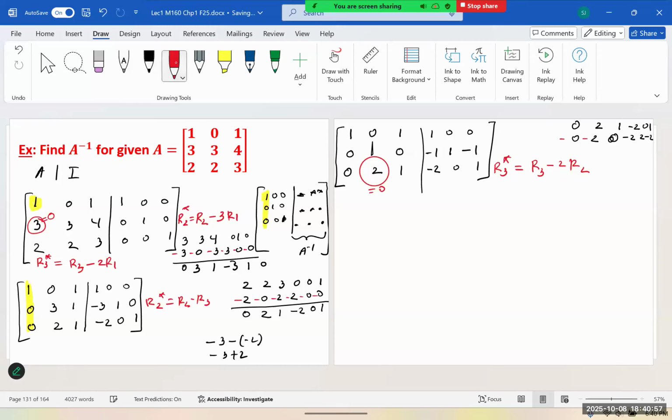All the signs will change when we subtract. So we get 0, 0, 1, 0, negative 2, and 2 plus 1 is 3. So 0, 1, 0, 1, 0, 0, 0, 1, 0, negative 1, 1, negative 1. And the last line is 0, 0, 1.